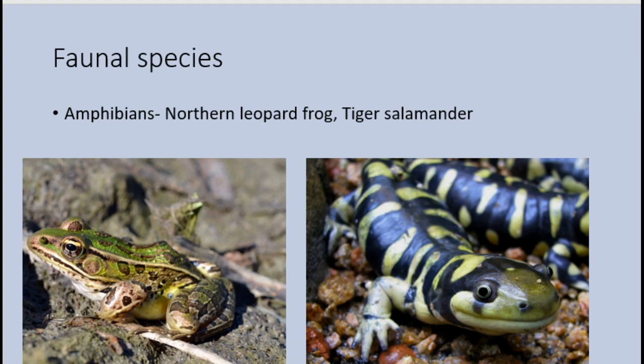In the Hayman area, we have faunal species, so amphibians like the northern leopard frog and the tiger salamander. Amphibians are imperiled by ecosystem changes because they require both an aquatic and a terrestrial landscape to live. Most amphibians' offspring are born into an aquatic environment, but they breathe air when they mature, and therefore they need to live in an ecotone between the aquatic and terrestrial landscapes.